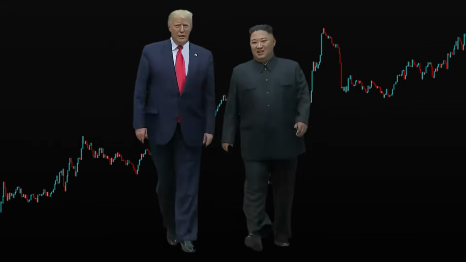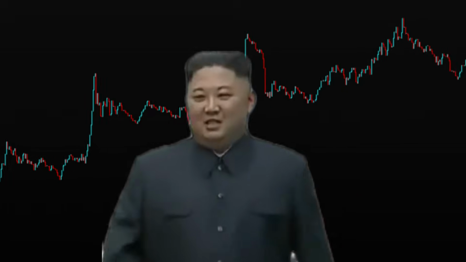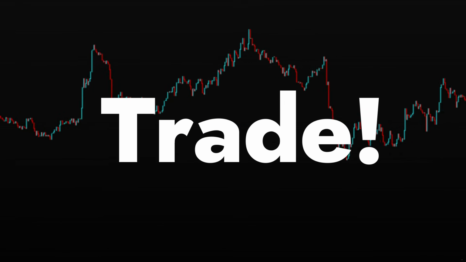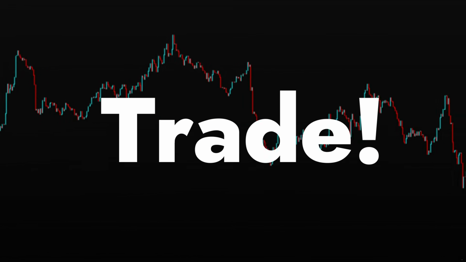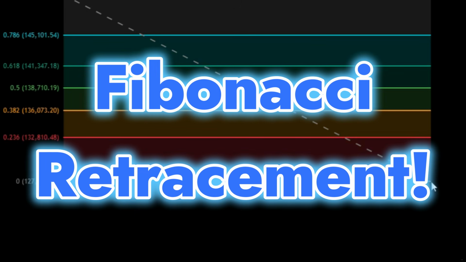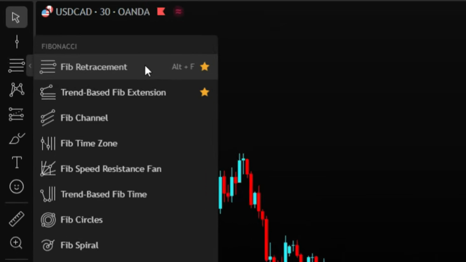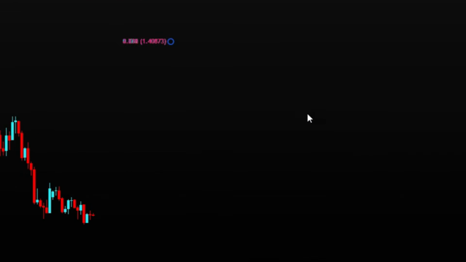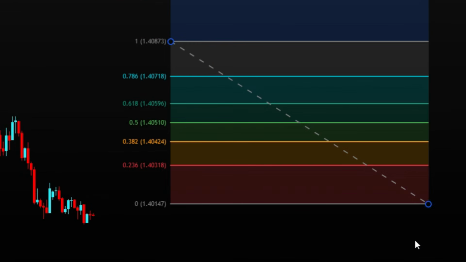Now you know how to identify double tops or bottoms. Let's take a step further. I'm going to show you how to get high probability entry and exit points using the famous Fibonacci Retracement tool. To add Fibonacci, head over to your tools on TradingView and select Fibonacci Retracement. Click and drag all the way down and to the right, that's it.